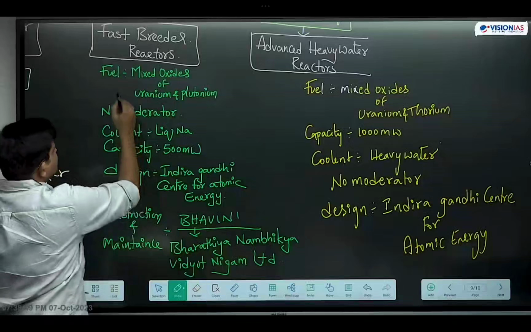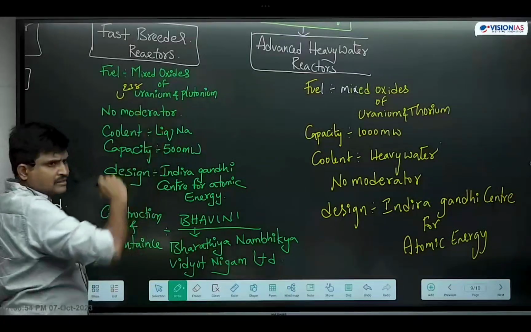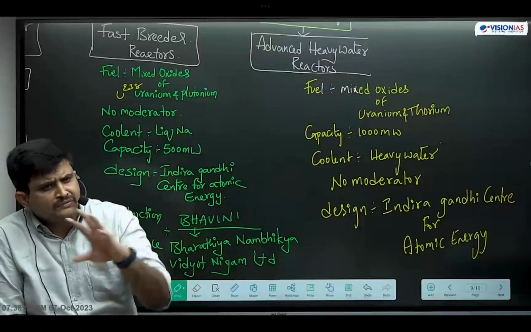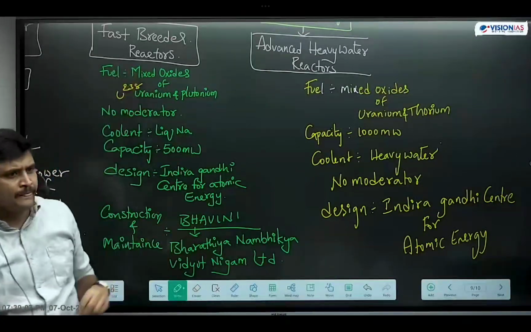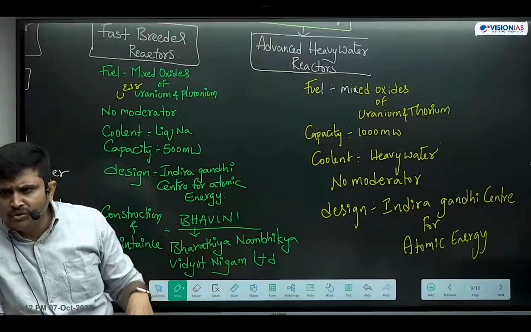Here we will use uranium-238 as well as plutonium. While initiating the nuclear reactor, we will initiate it with uranium, and the rest of the nuclear reactor is run by the plutonium. Okay, students. And why do we call it a breeder reactor? Why the name breeder? These reactors breed more fuel than they consume.